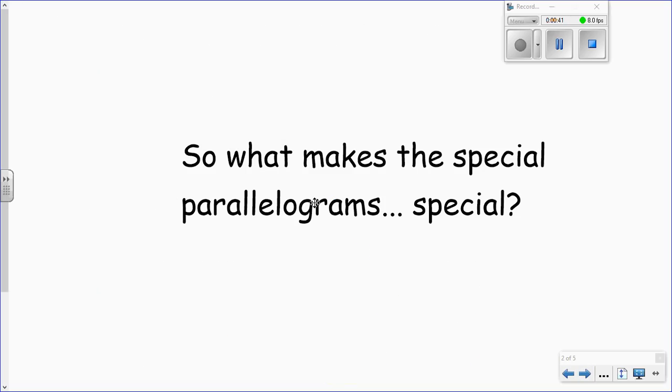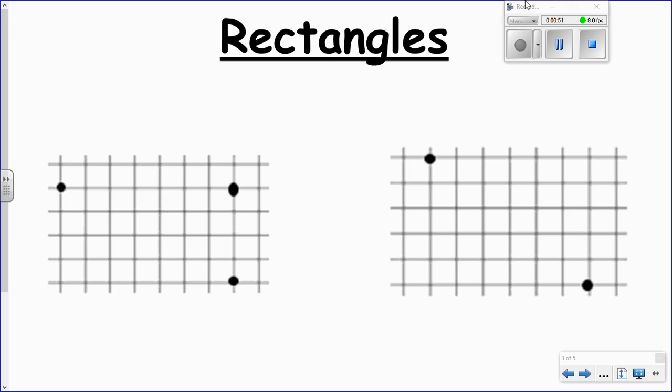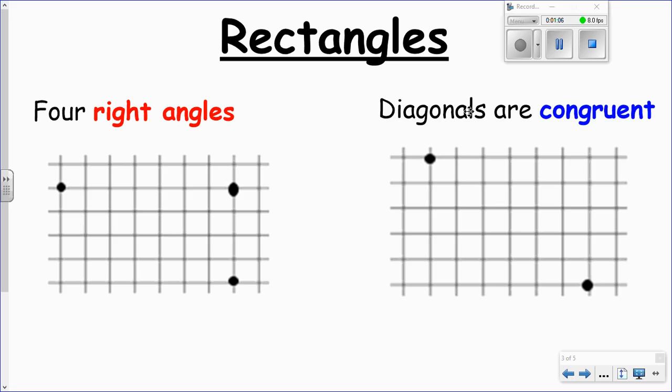So then we want to figure out what makes the special parallelograms special. What makes them differ from just being a parallelogram? Okay. So first of all, we're going to talk about rectangles and what makes rectangles special and not just a parallelogram. Okay. So first of all, rectangles have four right angles and they also have diagonals that are congruent. So remember before we said the diagonals bisected each other, but they didn't have to be congruent in parallelograms. But in a rectangle, they bisect each other and they're congruent.